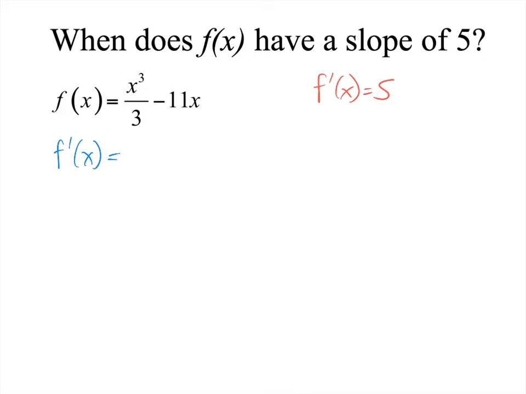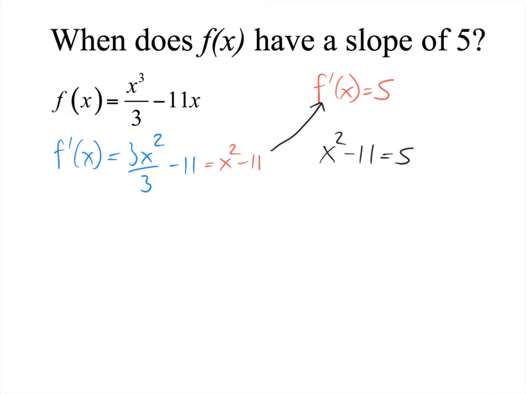When you find the derivative, you get 3x squared over 3 minus 11. Which, if you reduce that, don't you get x squared minus 11? Now, can't I stick that right there? And now put, when is x squared minus 11 equal to 5? And solve this.